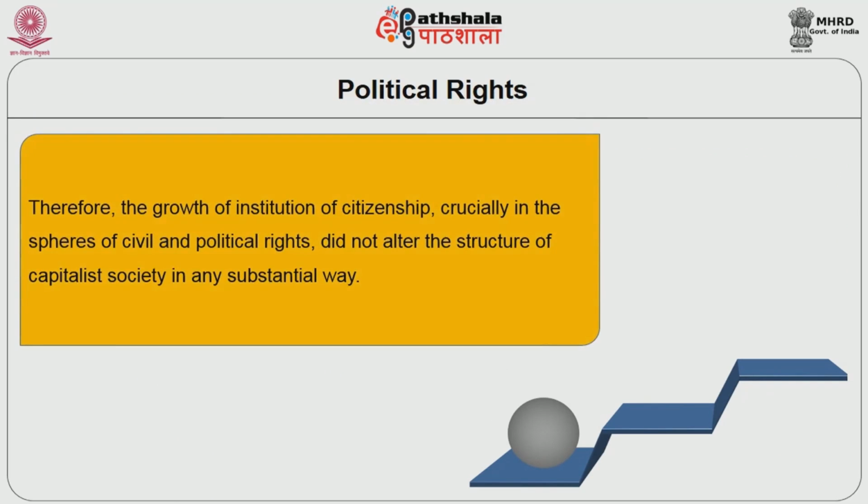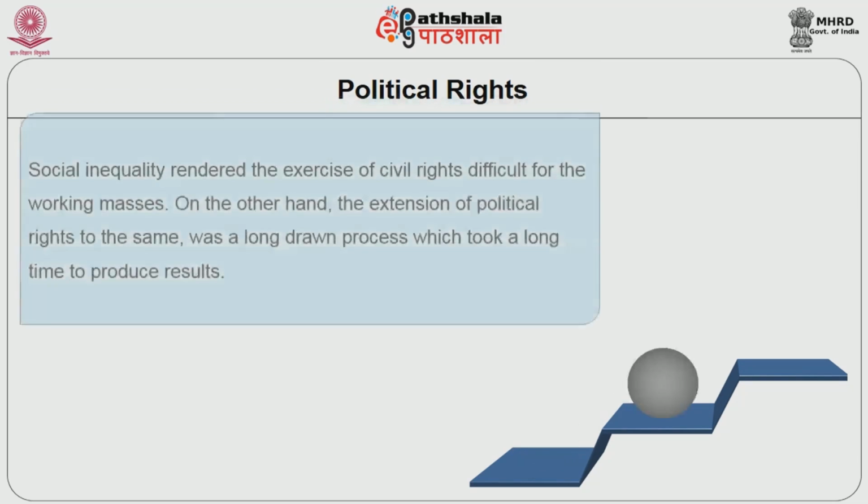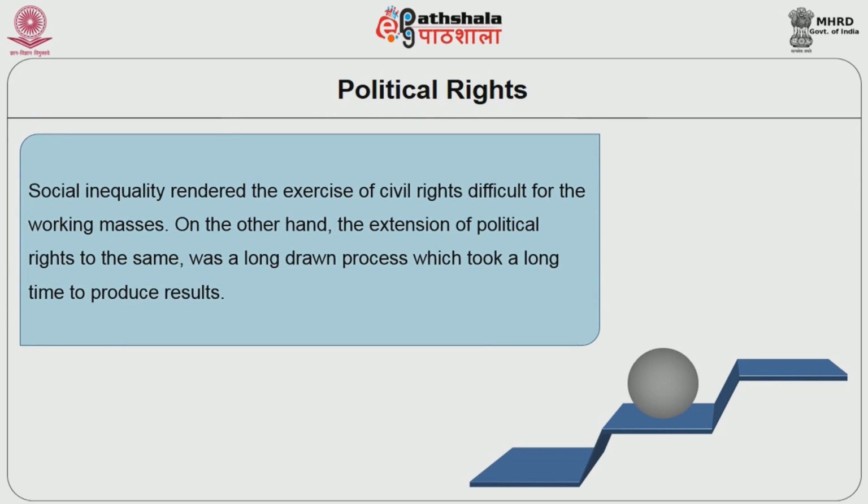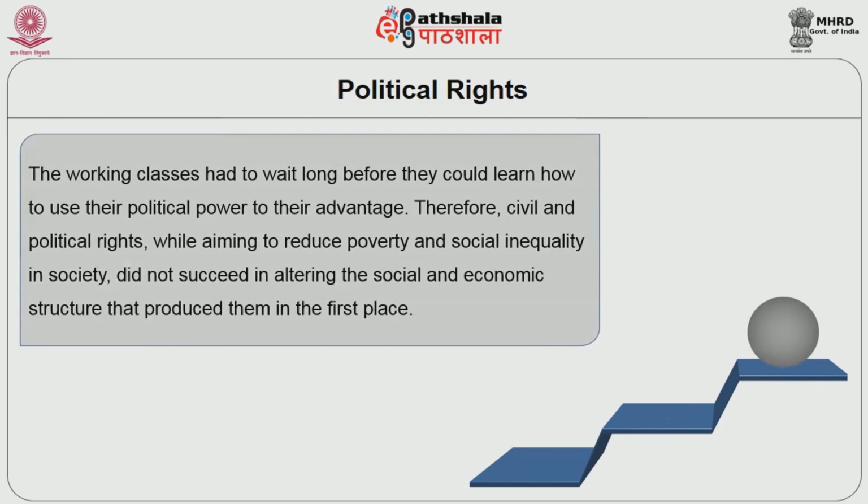Therefore, the growth of institutions of citizenship, crucially in the spheres of civil and political rights, did not alter the structure of capitalist society in any substantial way. Social inequality rendered the exercise of civil rights difficult for the working masses. On the other hand, the extension of the political rights to the same was a long-drawn process which took a long time to produce results. The working classes had to wait long before they could learn how to use the political power to their advantage.